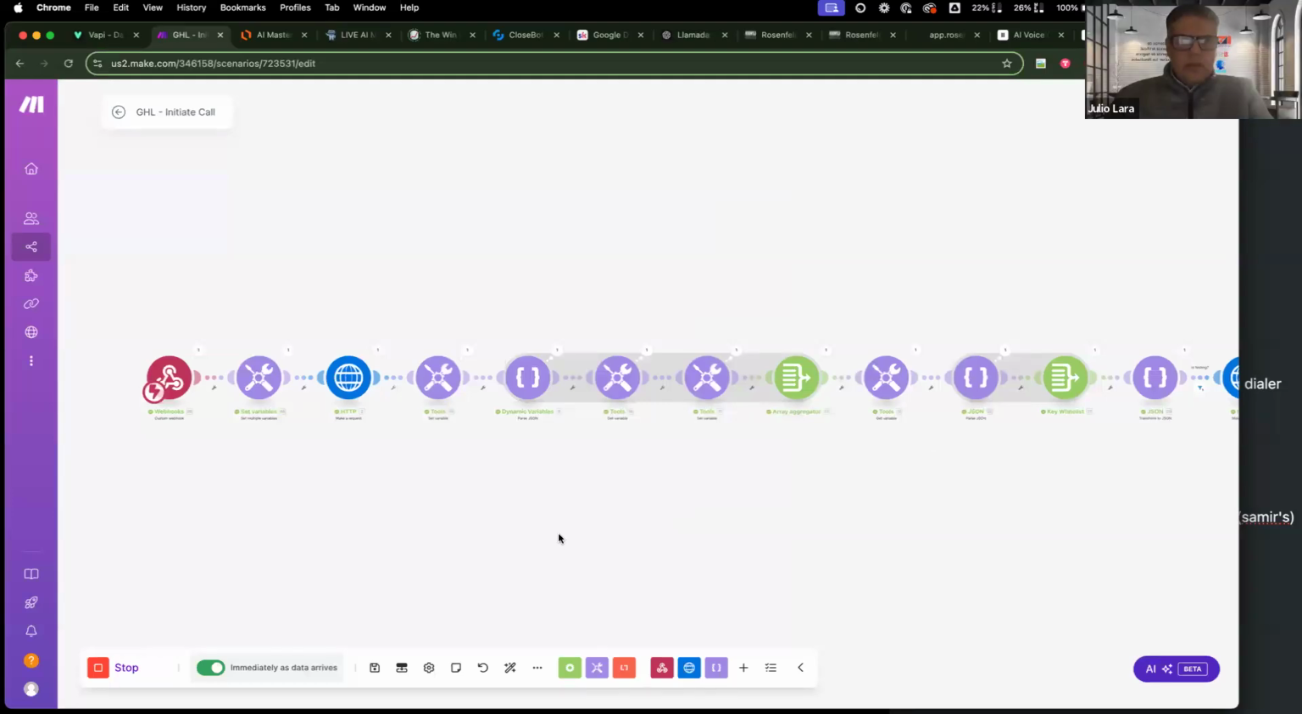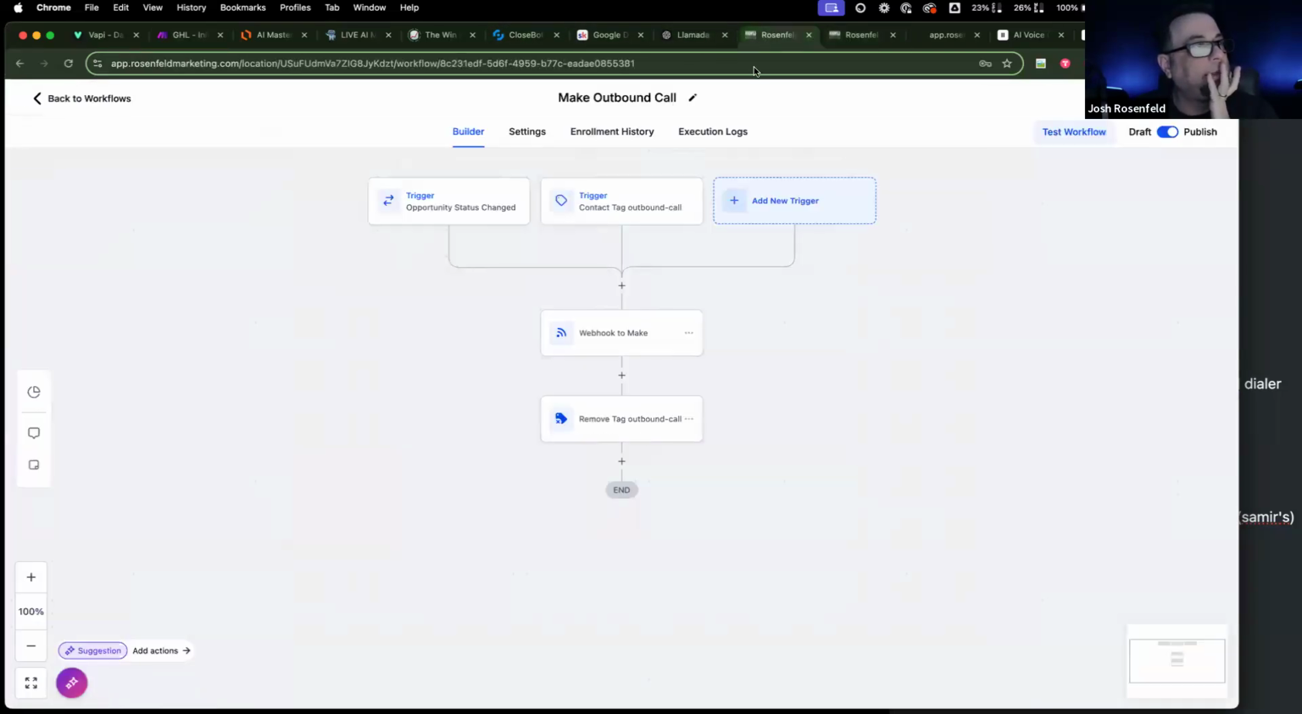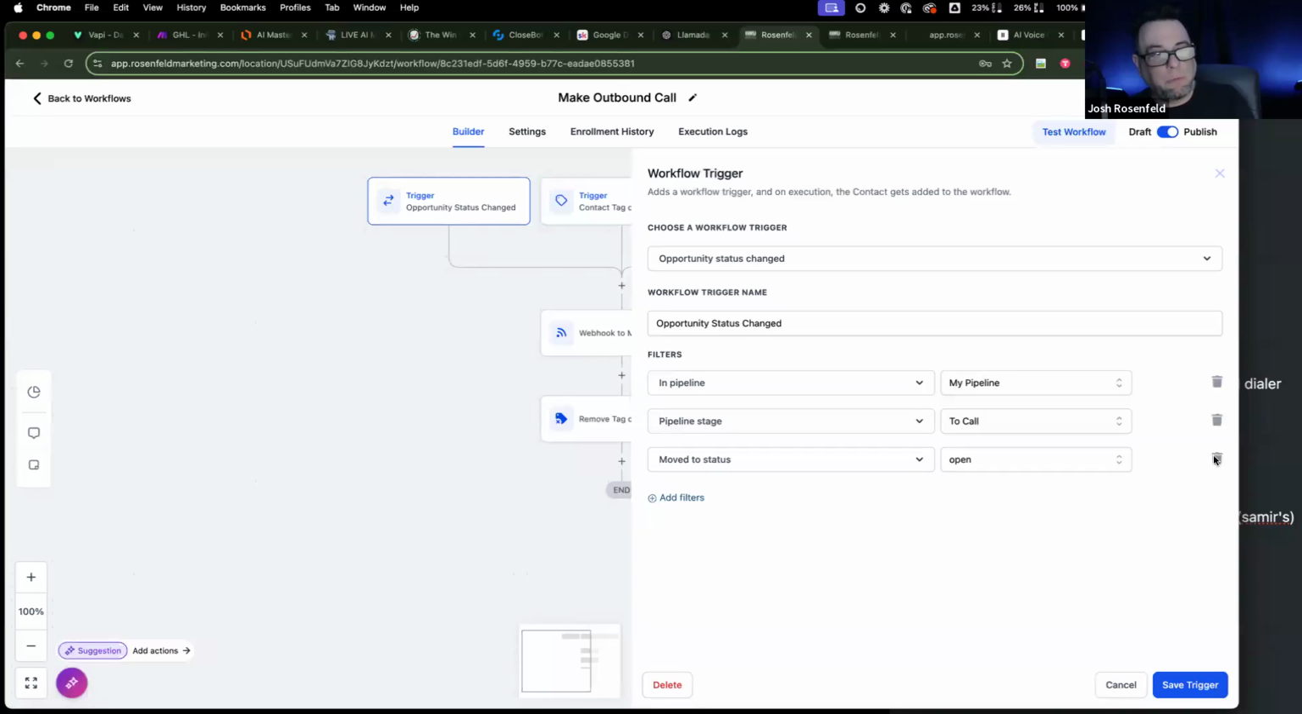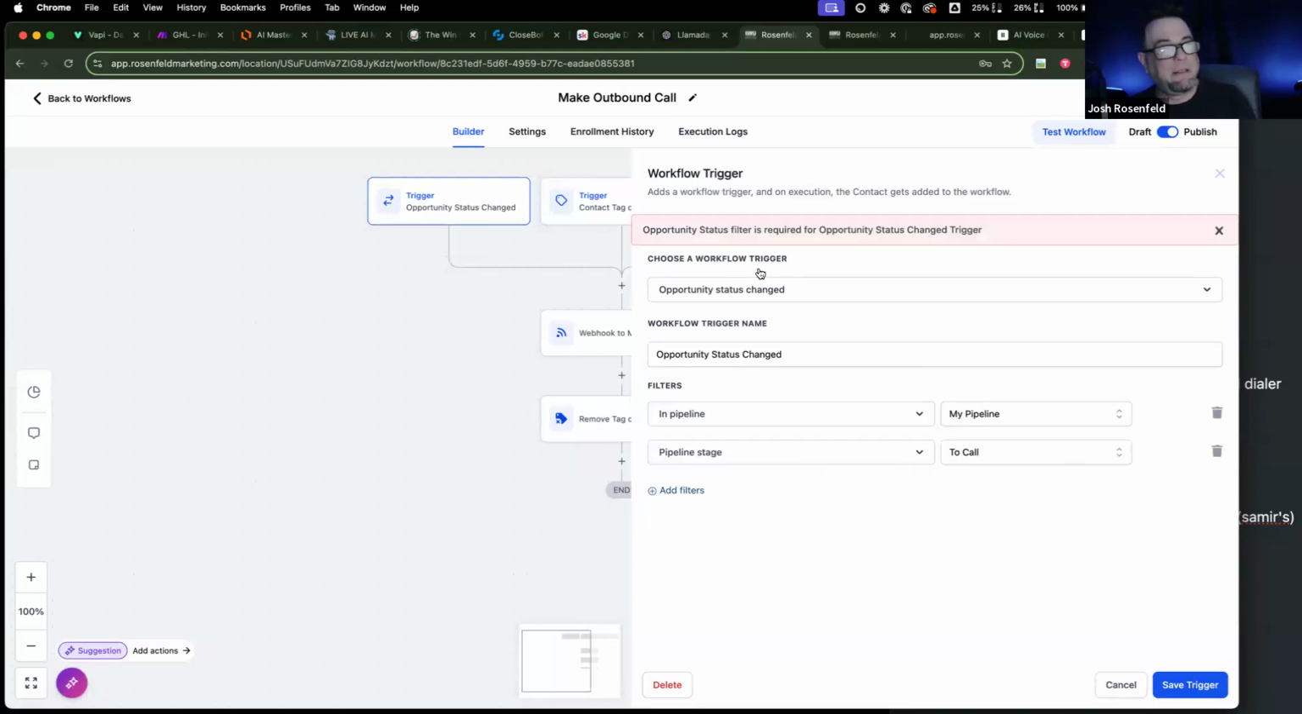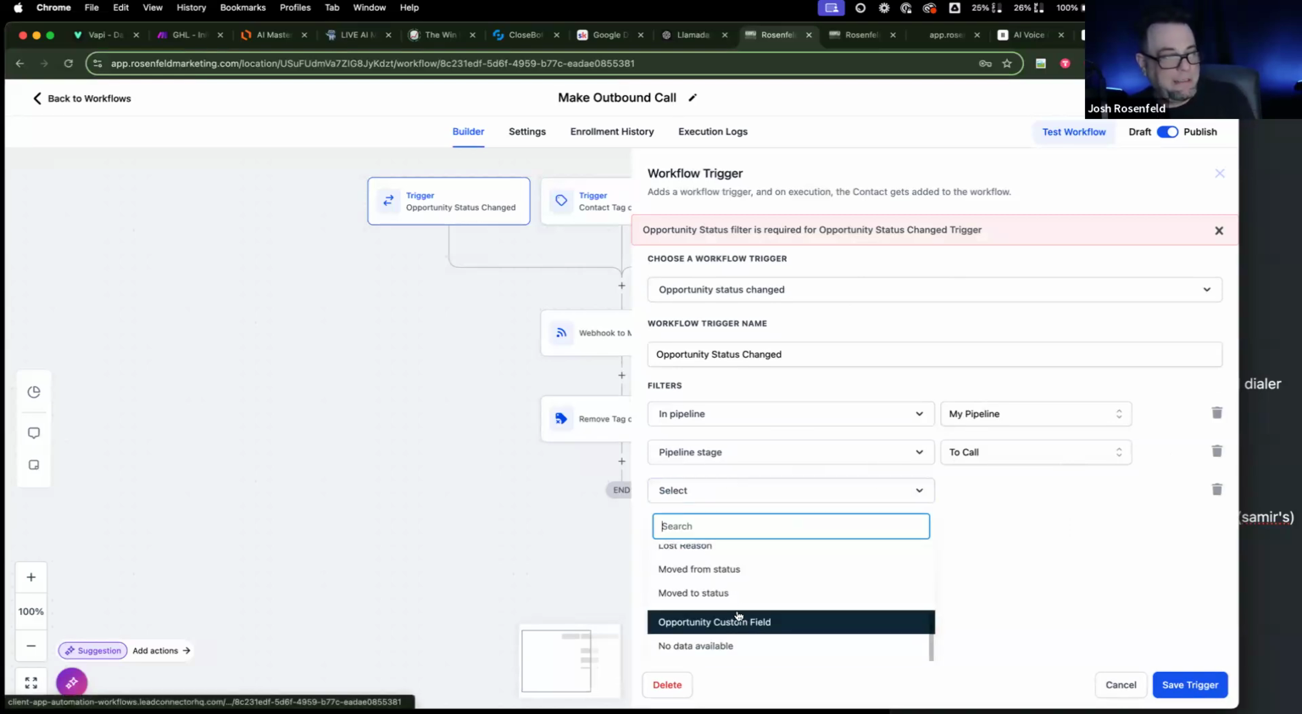The weird thing is that the moving of the opportunity did not trigger. So let's look at that real quick. Maybe we could figure it out. This should work when it's moved from my pipeline to the call stage. You'd think that would work, but when you save it, it says you have to do opportunity status changed. There are only two settings.